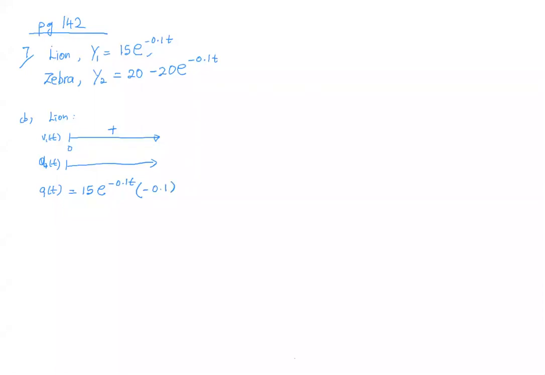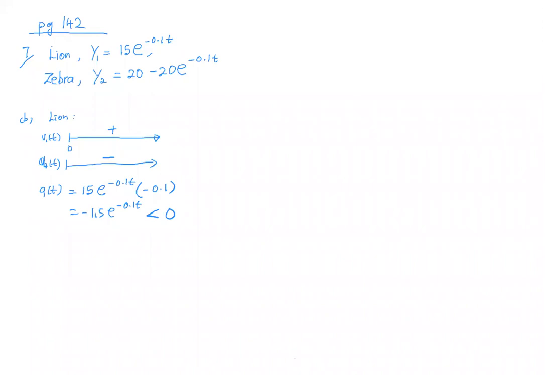Right? So it will be negative 1.5 e to the power negative 0.1 t, which is always negative. So you will say velocity is always positive and acceleration is always negative. Therefore, the speed is always decreasing over time. So you can use this to show for this case.